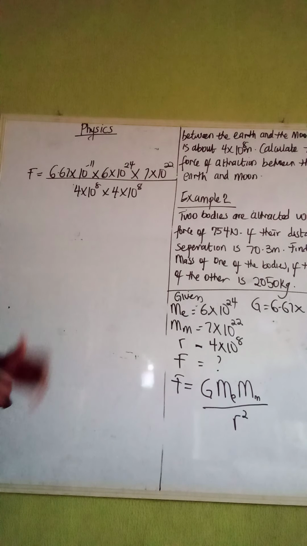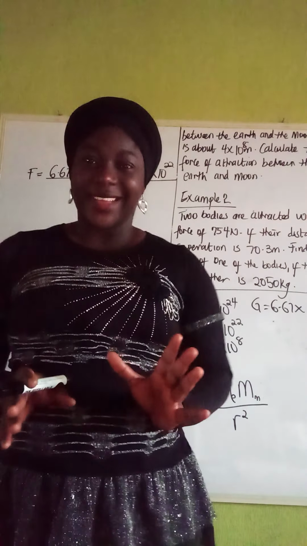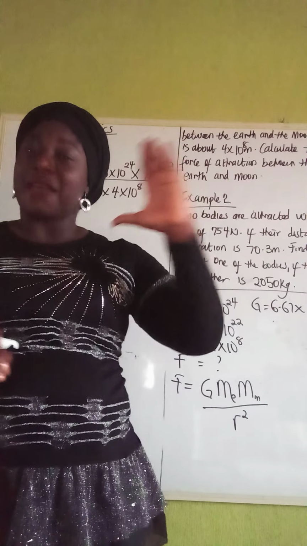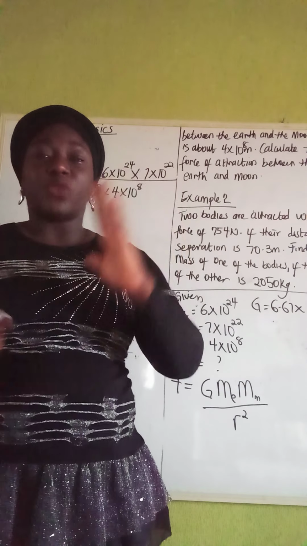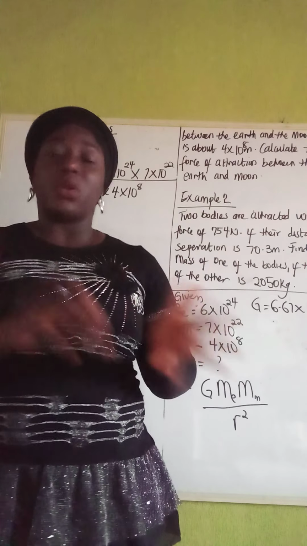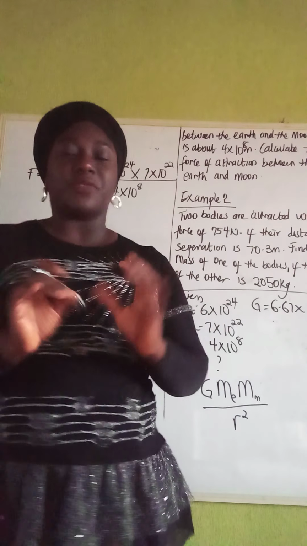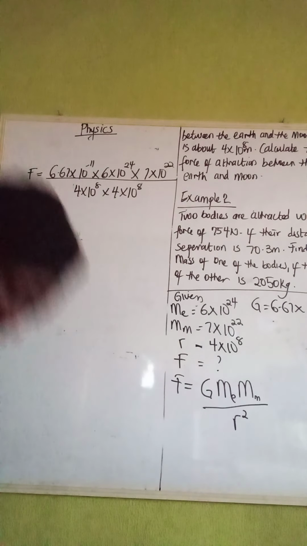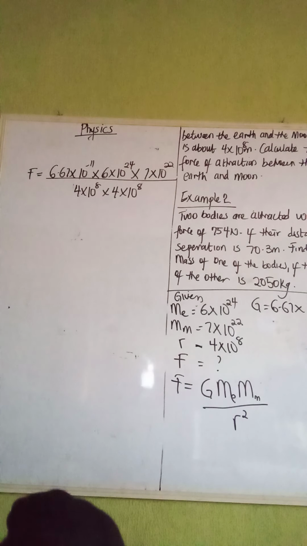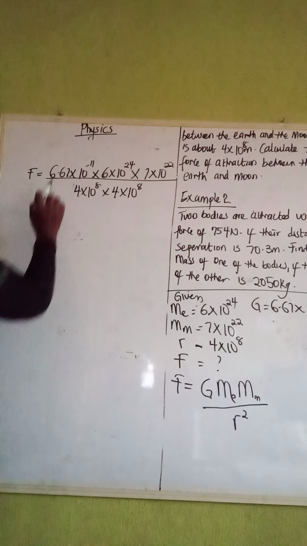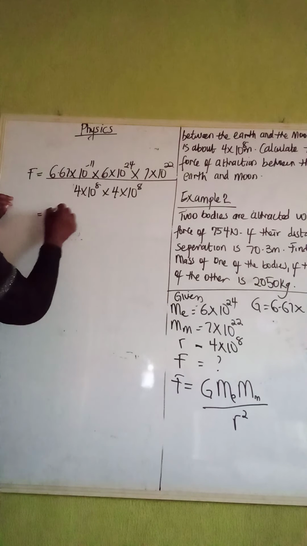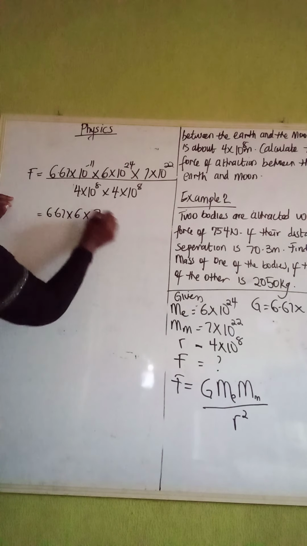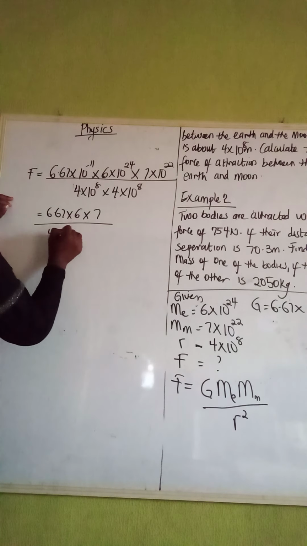So now, I'm going to be applying the law of indices. Remember that the powers are very, very high, so to avoid any error in multiplying, let's apply the law of indices. What do I mean by this? Let's speak it out like this: 6.67 times 6 times 7 over 4 times 4.